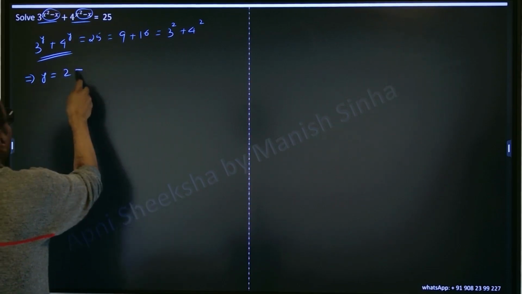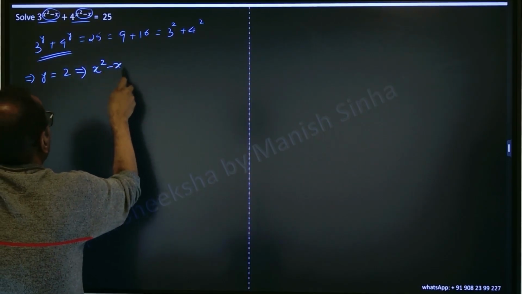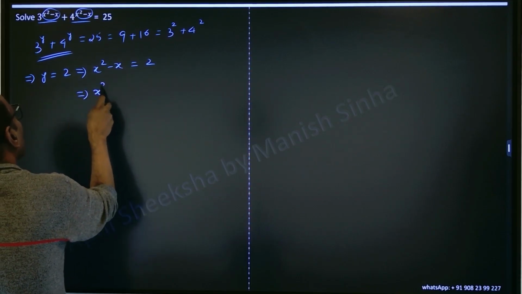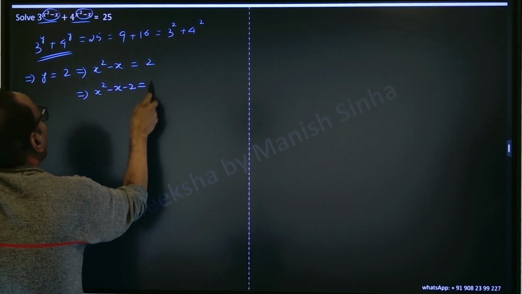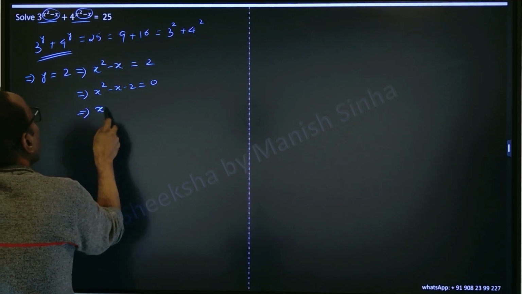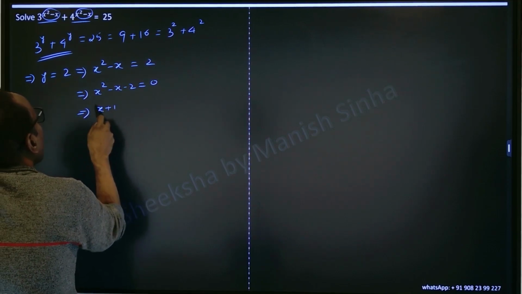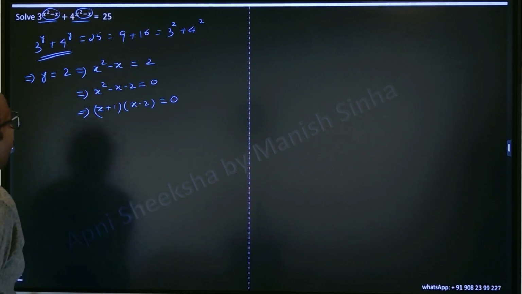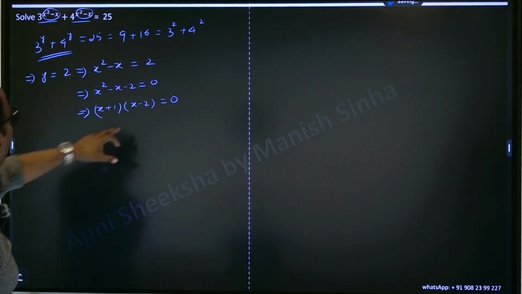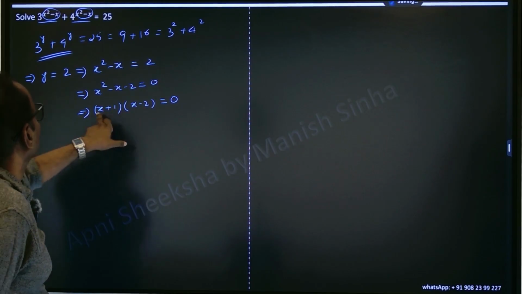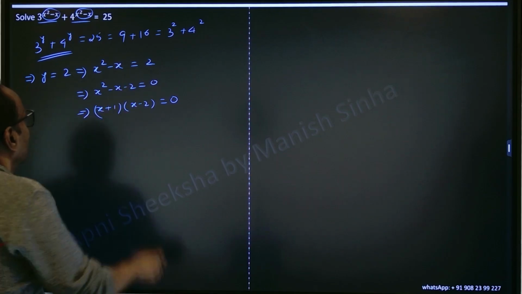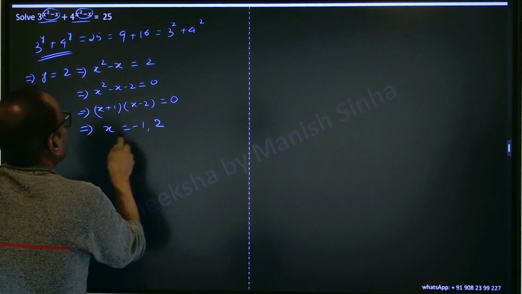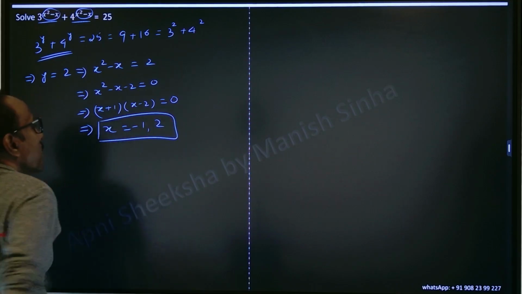Now your y is x square minus x. x plus 1, x minus 2. x minus 2x minus x minus 2. Okay, that's fine. So your value is x is equal to minus 1 and plus 2. So this is the solution.